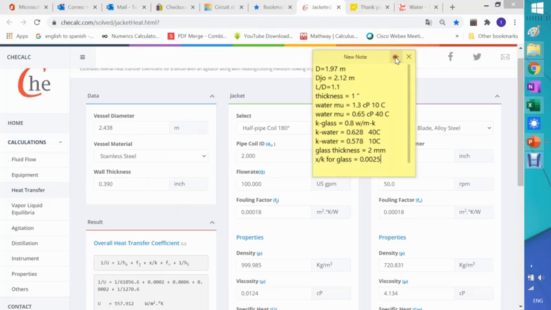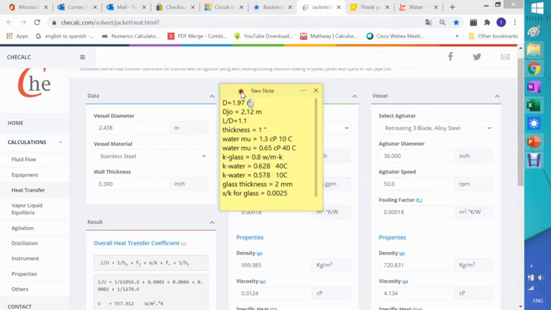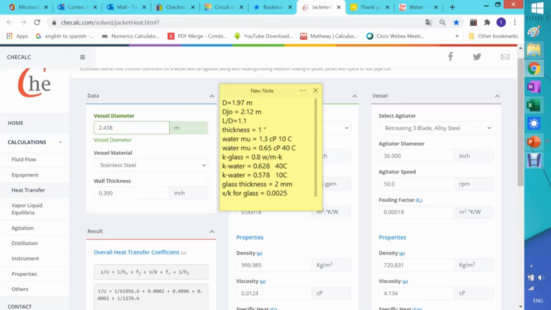So I brought this sticky note here, so I have some numbers for the vessels that I was studying. The Dietrich 2,000 gallon vessel. And the internal diameter, which is this one, let's change it to 197.